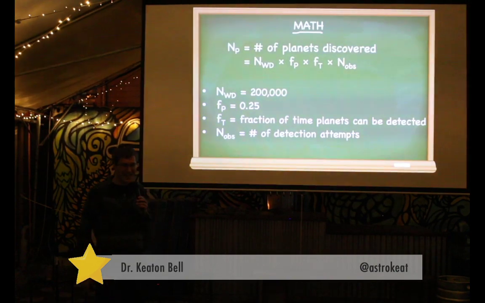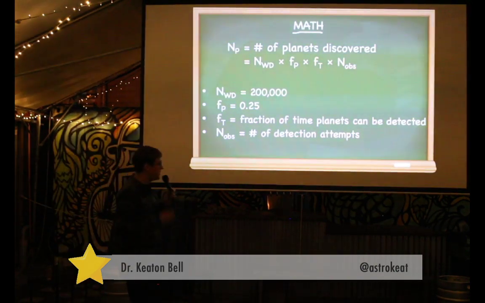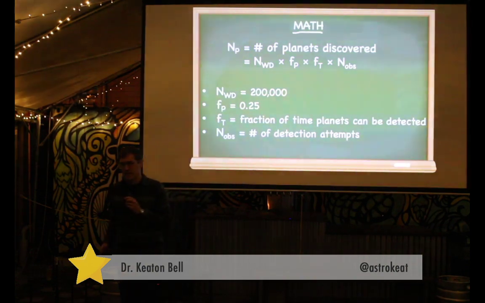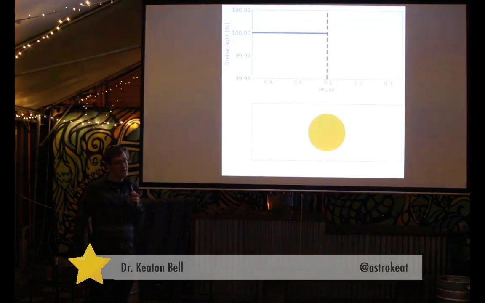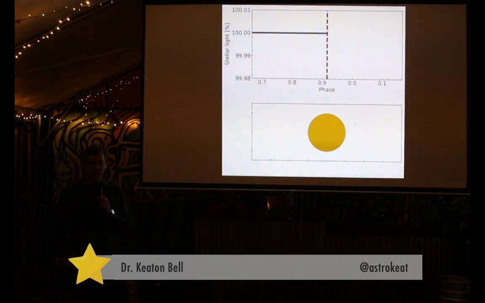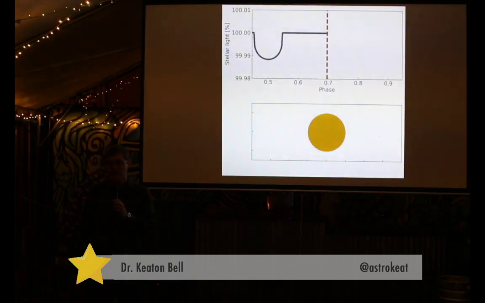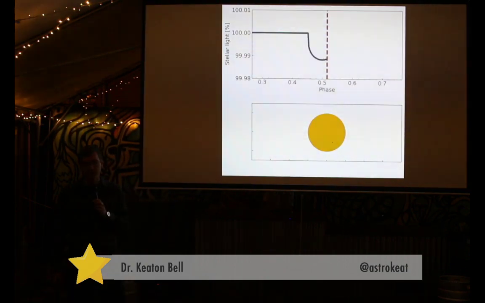That's the big unknown. The next one: fraction of time planets can be detected. Now we have to talk about detection methods a little bit. The method that I'm using to try to detect planets is the transit method. You may have heard of this before. This is the way that we've discovered most planets around other stars. It's the method that the Kepler spacecraft or the current TESS mission is using to find new planets.